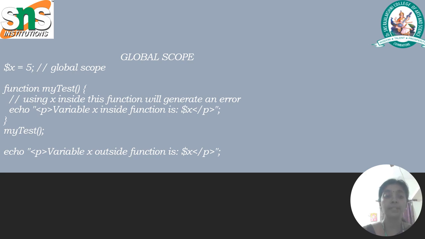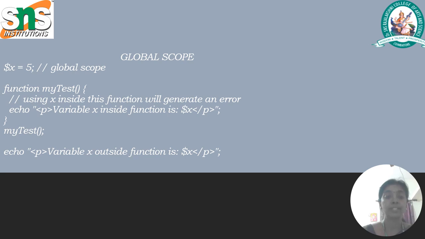In this example, we are declaring the variable x is equal to 5. Outside the function, we are declaring this variable. Here, function myTest is a user-defined function. Function is a keyword. myTest is a function name. Here, we are printing variable x inside the function.